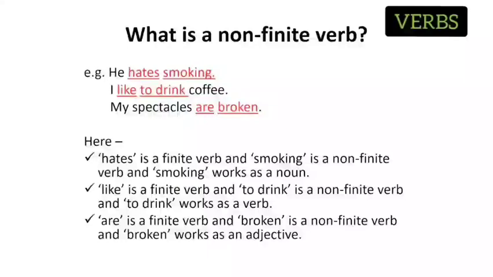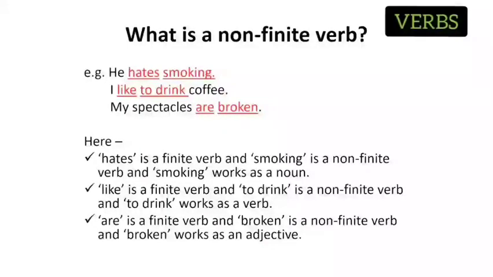Instead, you can say infinitive. Are is a finite verb and broken is a non-finite verb. And broken works as an adjective. This is showing the condition of the spectacles. So here we can easily understand that these sound like verbs, smoking, drink or broken. Obviously they sound like verbs, but they are non-finite since they don't change.